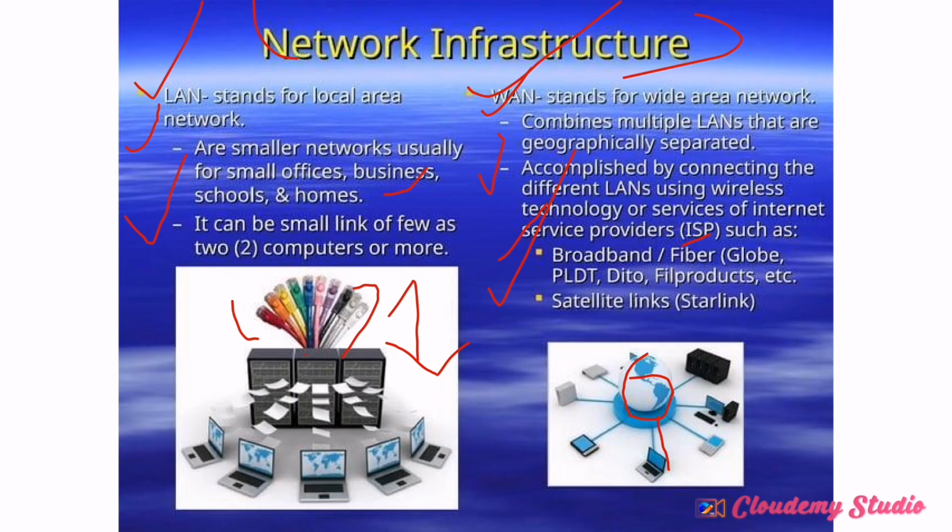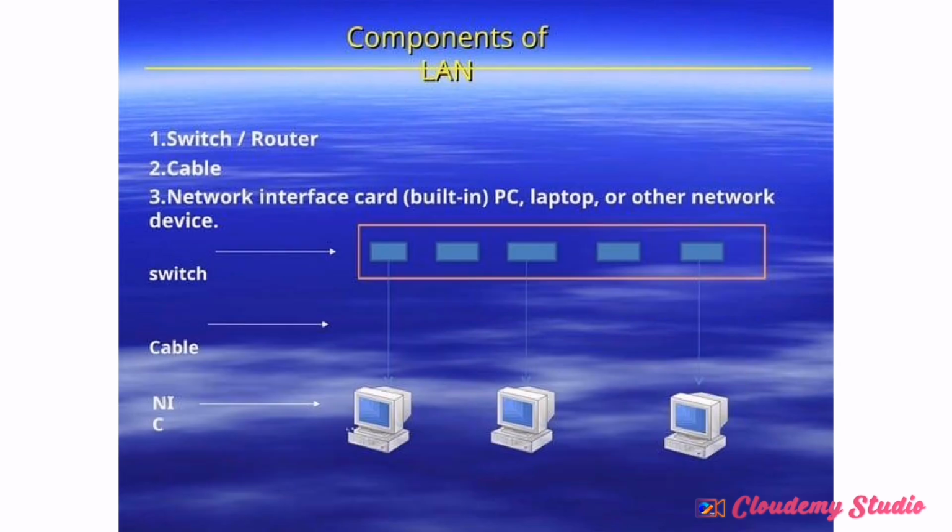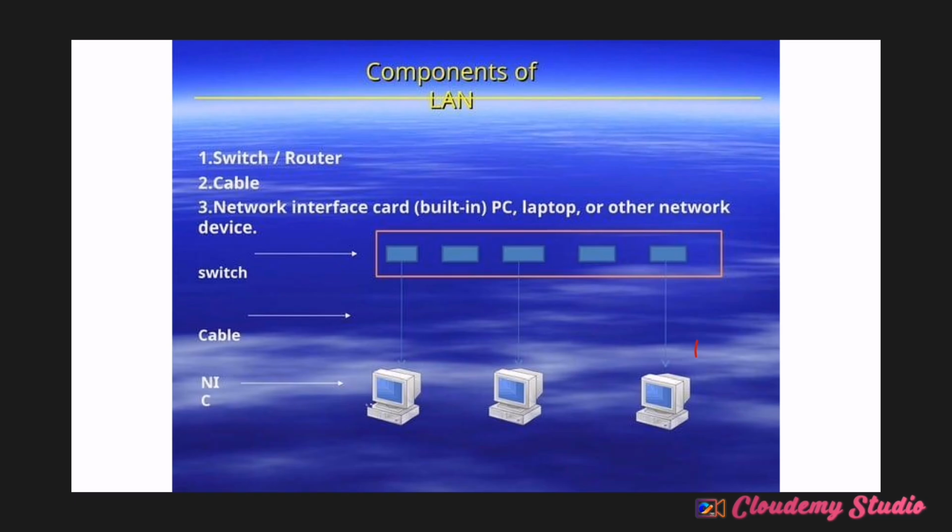There is a laptop here, a phone, another laptop, something like a printer, something like a switch, then an iPad, and a router again. So it's connected to various things compared to this one. Okay, so these are some of the network infrastructure or network structures. Okay, let's proceed. So here are the components of a LAN.